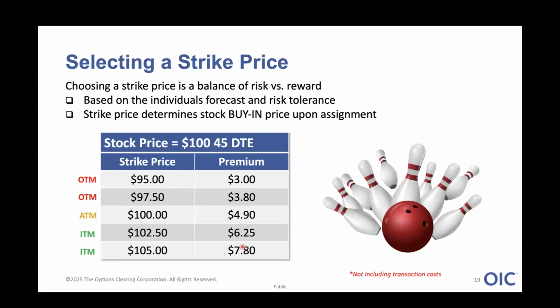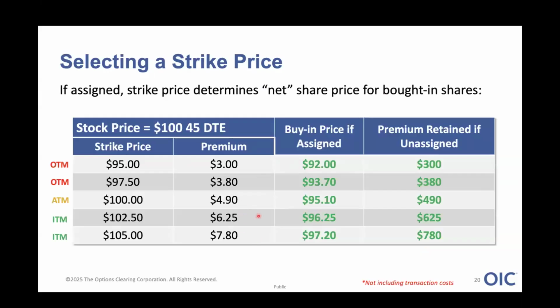As you can see, obviously, the higher you go in strike, the more premium you're taking in for those puts. But keep in mind that if you sell an in the money put, and some people will do that, you're going to take in more premium, but the price at which you're effectively long those shares is going to be higher, should you get assigned. So let's take a look at that.